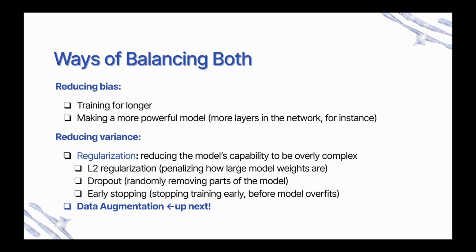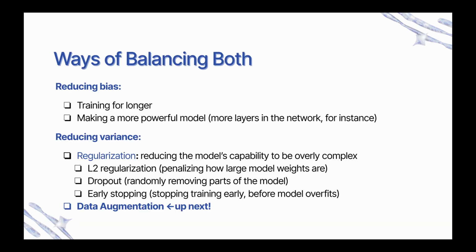So what are ways of reducing both, or balancing both? To reduce bias, you can train for longer. I think you guys know what neural networks are. Let's say you have a 2-layer neural network for classification. Initially, your model is terrible, high bias, the model error is very high. But if you train it on this data for a long time, the model will get better and better, because you'll see the data more times, and then you'll have lower bias.